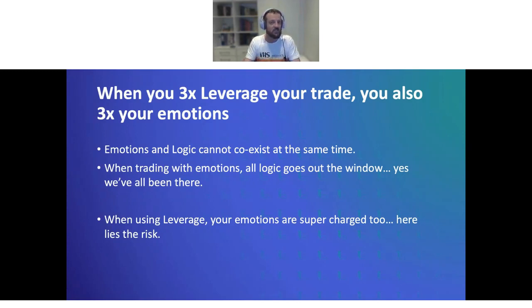And take trading aside for a second and think about a time in your life when you've made a decision in an emotional state, when you were angry, or maybe excited, and think about how that decision turned out. I can almost guarantee that most of the time the end result wasn't great. Emotions, unfortunately, don't lead to good decisions, because they stop logic from being in place at the same time. So when you're using leverage, your emotions are going to be supercharged too. And that's really where the risk lies.